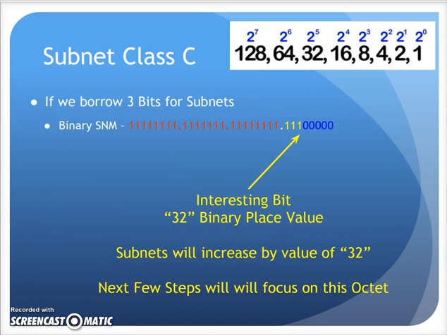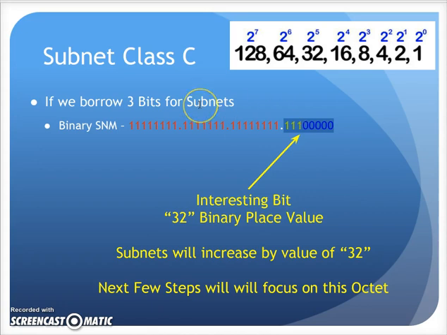The easiest way I know to do this is looking at my subnet mask, 255.255.255.224. Here's the last octet, 224. Since I borrowed 3 bits, that bit right here, some people call it the interesting bit, is actually the 32 place. So 128, 64, 32, that's the 32 place. My subnets are going to go up by a factor of 32. It is groups of 32. I'm literally going to take this Class C network and break it into 8 pieces of 32. That's what's going to happen.